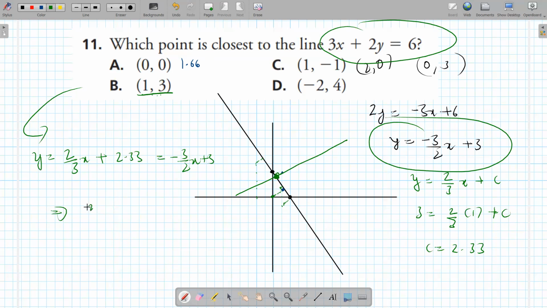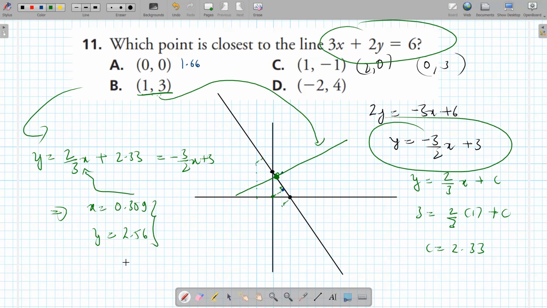The x value is 0.309, which means the y value, you plug it in there, will be times 2/3 plus 2.33, which gives me a y value of 2.56. So you see that point there, where this line intersects our question line, is this.